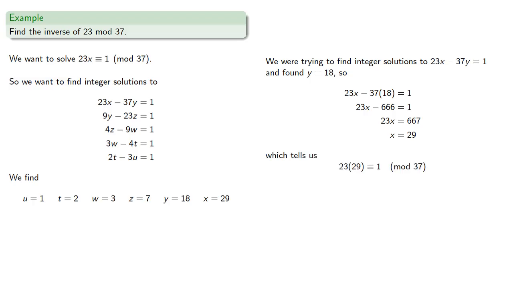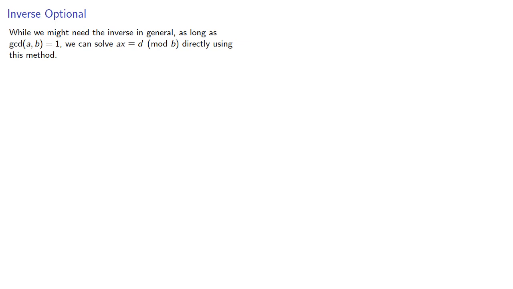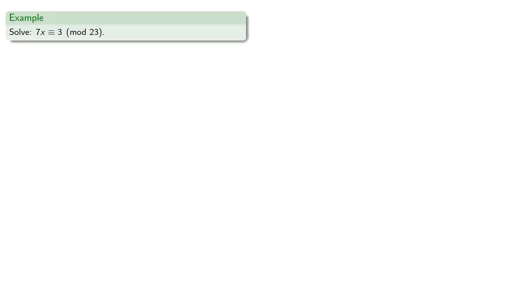Now, while we might need to find the inverse in general, as long as the greatest common divisor of a and n is 1, we can solve ax congruent to b mod n directly using this method. So let's try to solve 7x congruent to 3 mod 23. Since the greatest common divisor of 7 and 23 is 1, there is a solution.